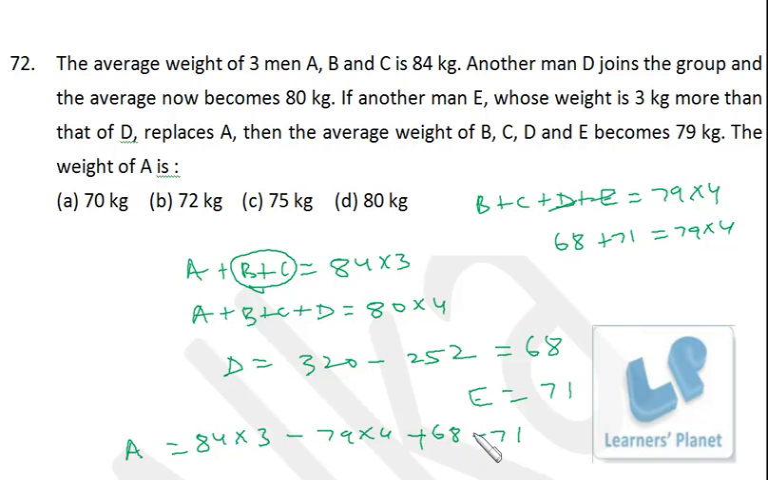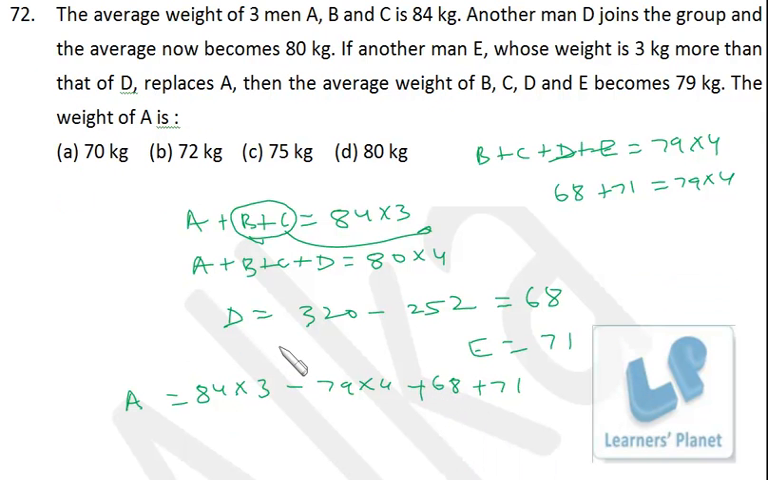Sorry, this is plus 68 plus 71, because B plus C is equal to 79 into 4 minus 68 minus 71. So B plus C is equal to, if it goes this side, 84 into 3, and that is minus 79 into 4, and the signs will be opposite. Okay, so this calculation we have to make. Pretty lengthy calculation, but you have to make it.